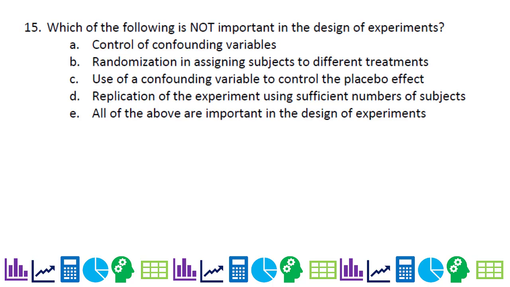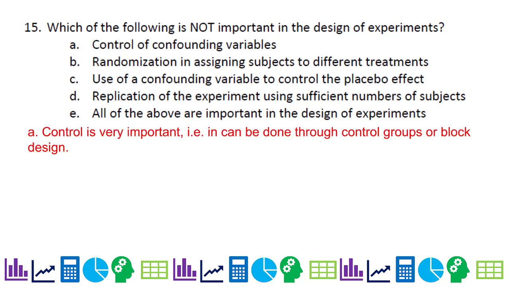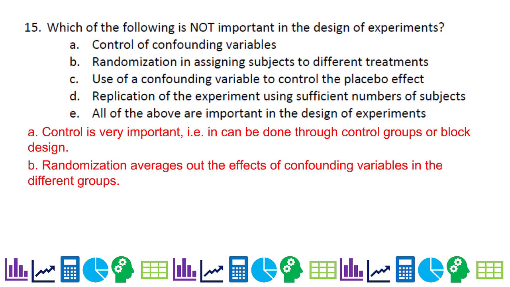Which of the following is not important in the design of experiments? So control of confounding variables. No, that's kind of important. That's why we do control groups. That's why we do block design. A, randomization and assigning subjects to different treatments. Super important to average out the effects of confounding variables.